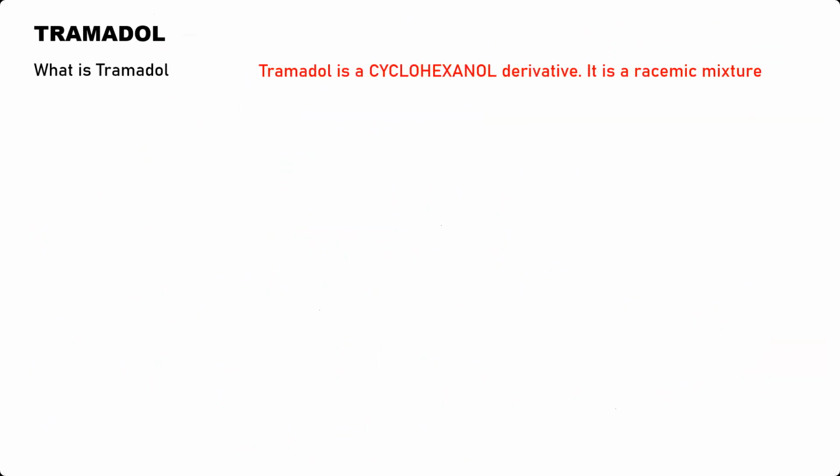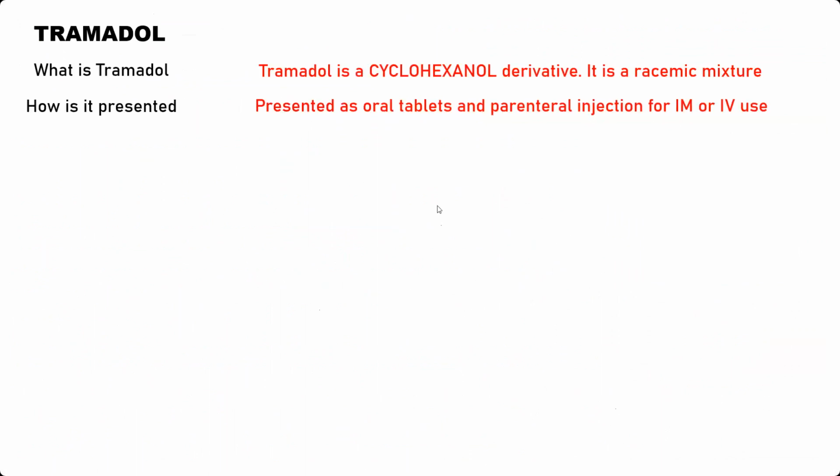Now comes the next commonly used drug, tramadol. What is tramadol? It's an opioid, a cyclohexanol derivative. It is also a racemic mixture. How is it presented? Colorless solution, 50 milligram per ml, 2 ml ampules. Presented as either oral tablets or parenteral injection for IM or IV use. What is its mechanism of action? It is a mu agonist.